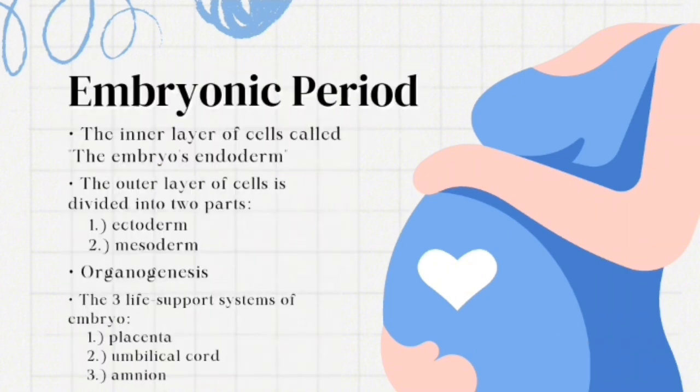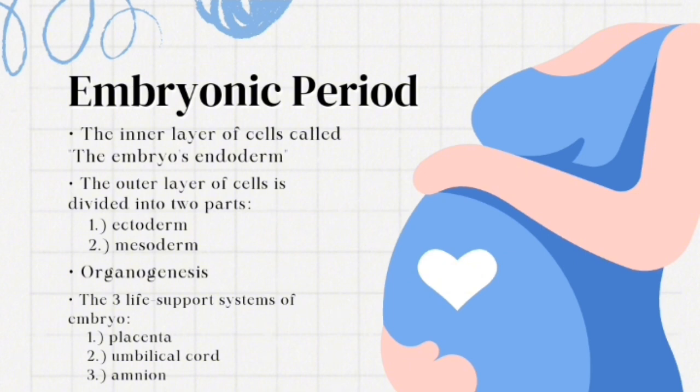Let's proceed to the second period, the embryonic period, or the 2 to 8 weeks after conception. In this stage, the zygote becomes an embryo. As the zygote gets attached to the wall of the uterus, two layers of cells are formed. Endoderm, or the inner layer. Endoderm develops into the digestive and respiratory system.